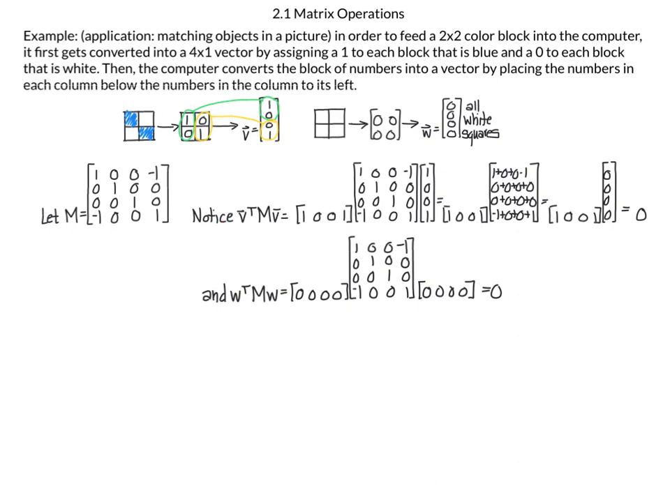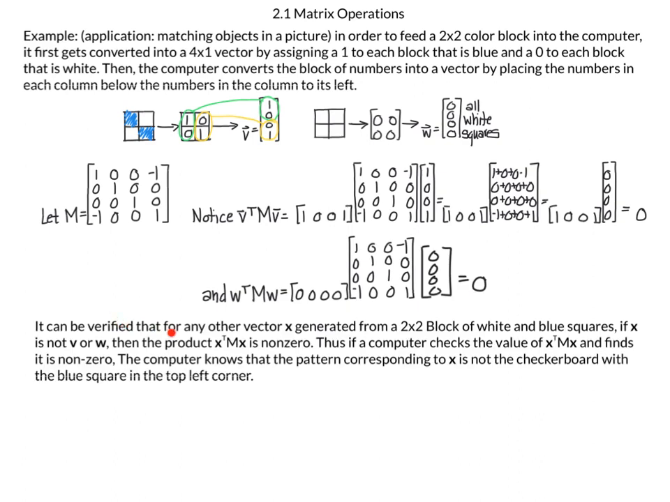What you want to notice is that v transpose M v, this particular v, is equal to, here we have the transpose of v is 1, 0, 0, 1, right? This column becomes a row. And then we have our matrix M times our vector v. When you multiply this out, you get 0. Also, for the white matrix, when you take the transpose of the white vector, the zeros, times M, times, oh, this should have been a column, I'll fix that, that also equals 0.